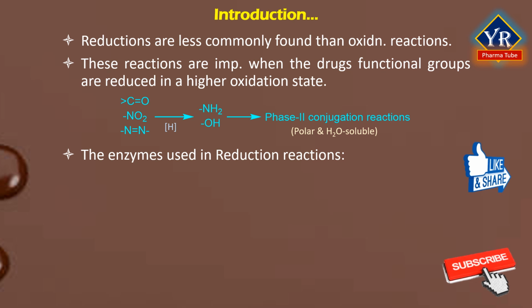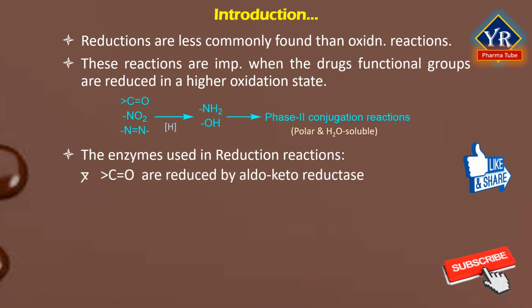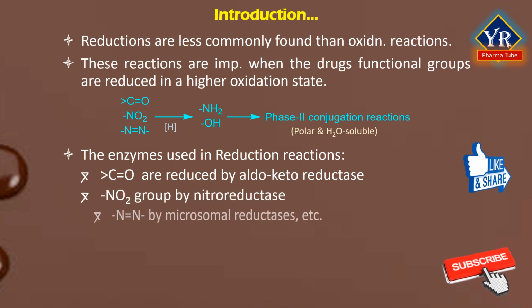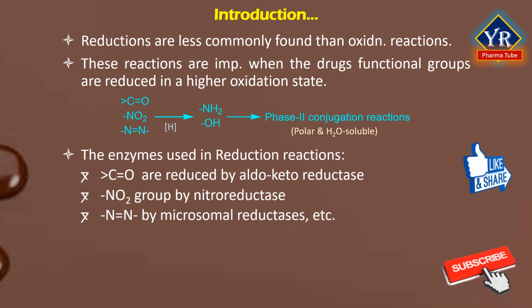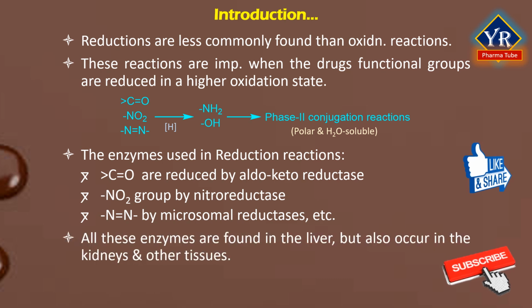For example, carbonyl groups such as aldehydes and ketones are reduced by soluble aldo-keto reductases, nitro groups by soluble nitroreductases, and azo groups by multiple component microsomal reductases. All these enzymes are found mainly in the liver but also occur in the kidneys and other tissues. Many of these enzymes require NADPH as a coenzyme.